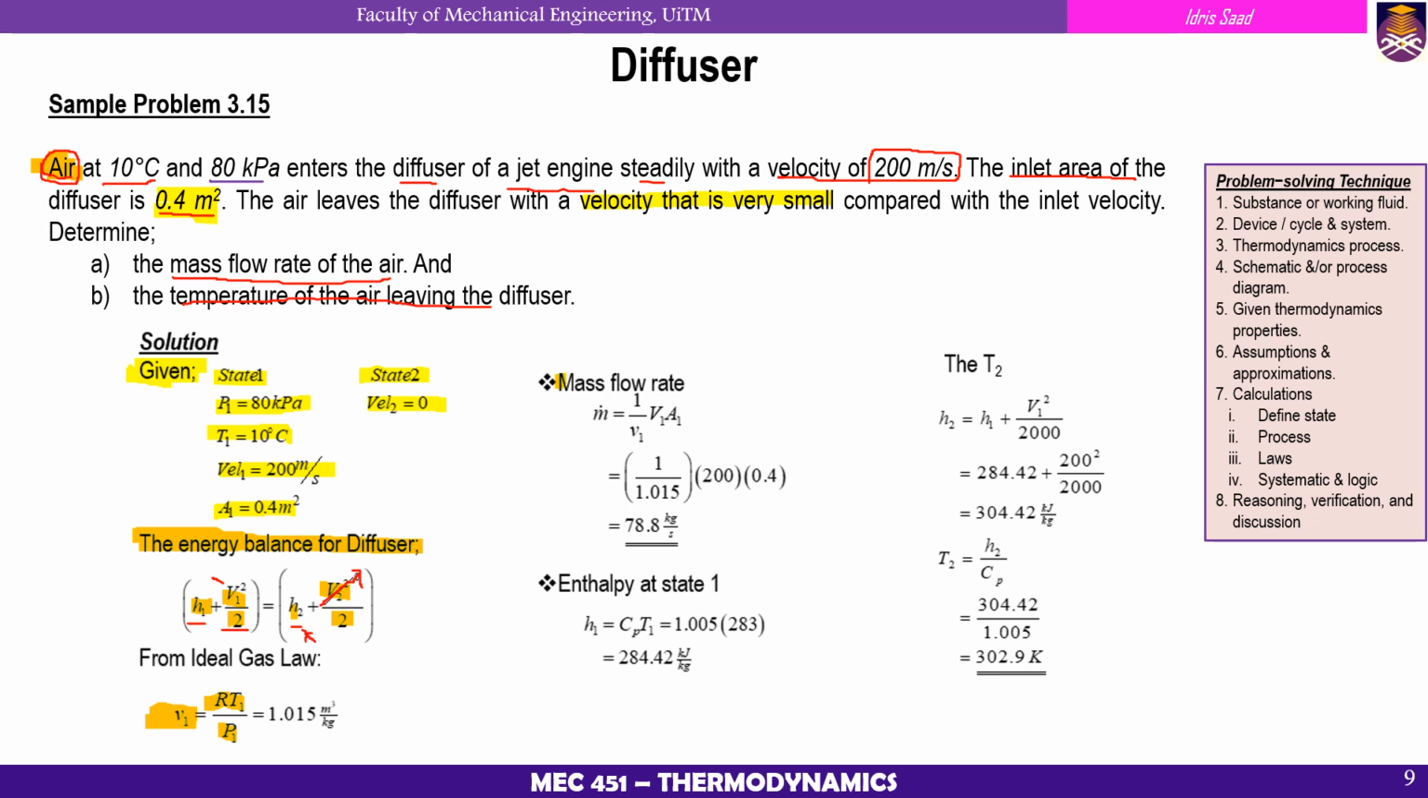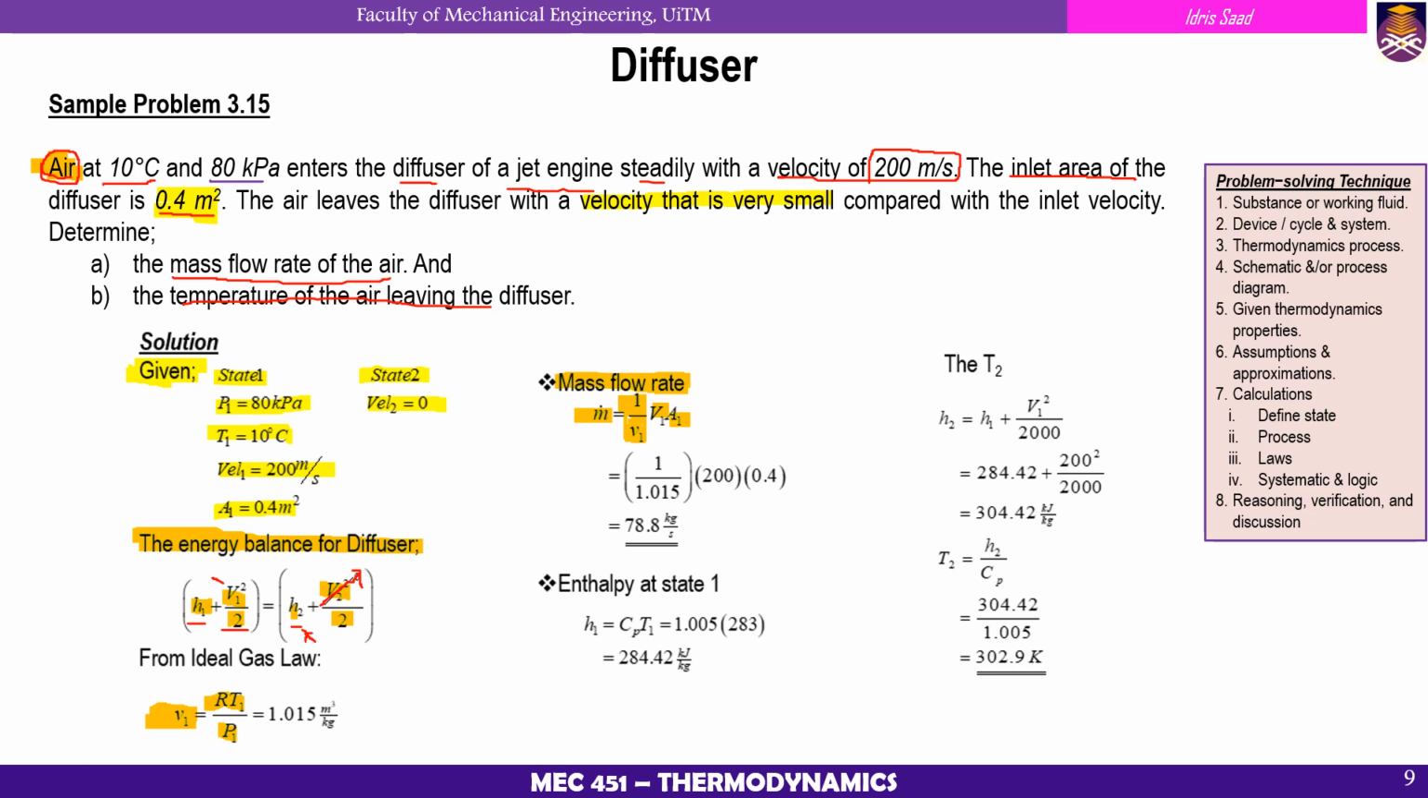Based on that, we can determine the mass flow rate by using the equation: mass flow rate is equal to 1 over v1 multiplied by V1 multiplied by A1. Please remember that 1 over v1 is 1 over specific volume 1, which is actually the density. Specific volume is meter cubed per kilogram and density is kilogram per meter cubed. So the inverse of specific volume gives the density, multiplied by the velocity at 1 multiplied by the area.